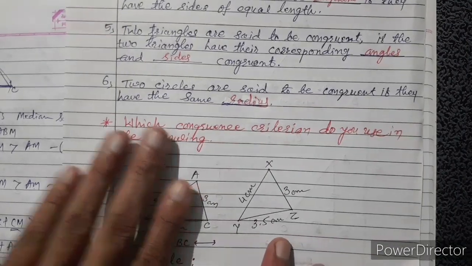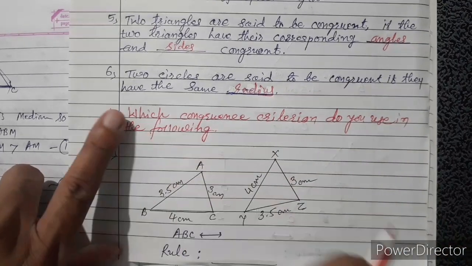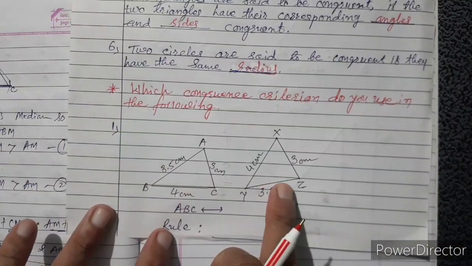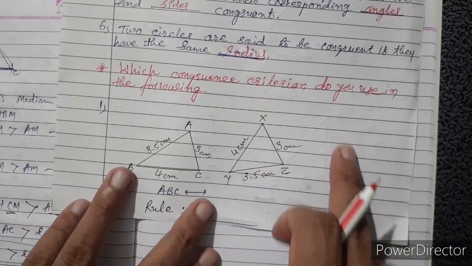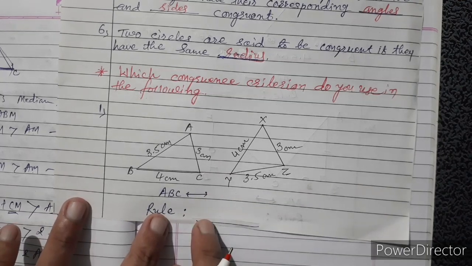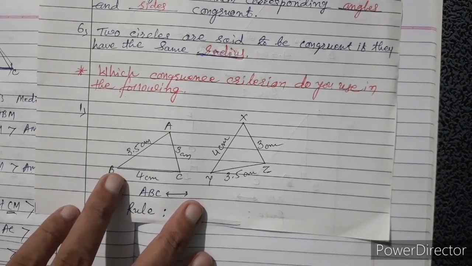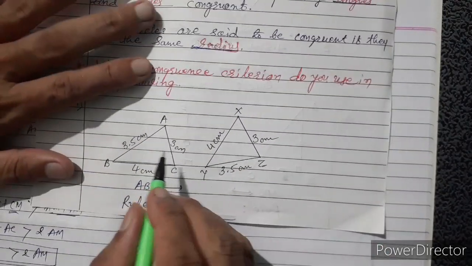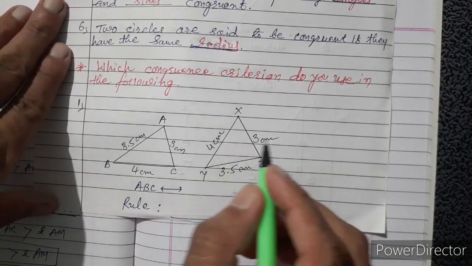Okay, now here, which congruence criterion do you use in the following? Okay, here the diagrams are there. You just write down the congruence criterion here and then write down the rules here. Okay, here you just write down in your notebook. I just write down here. Look, first we write down what the corresponding parts are that are equal.